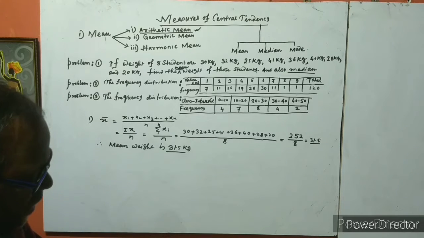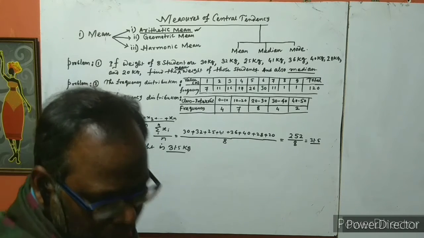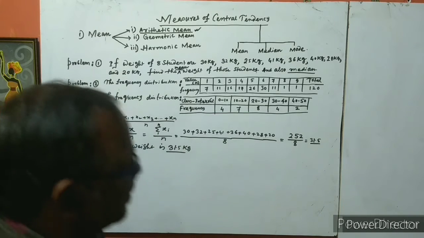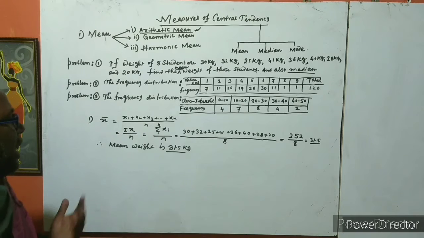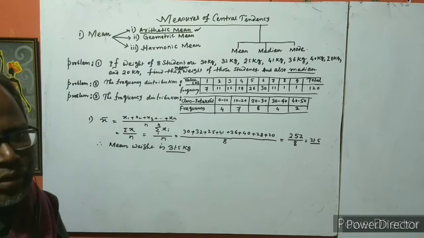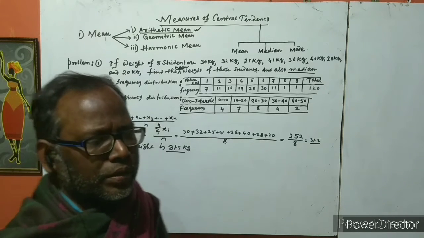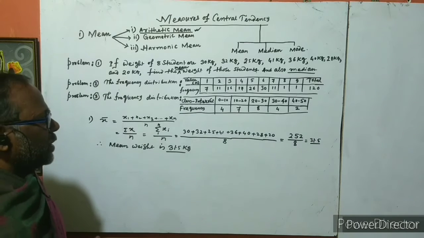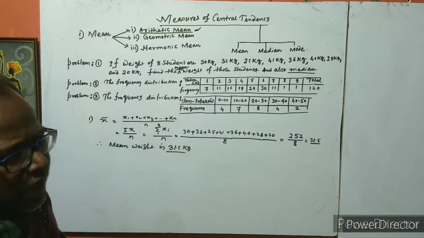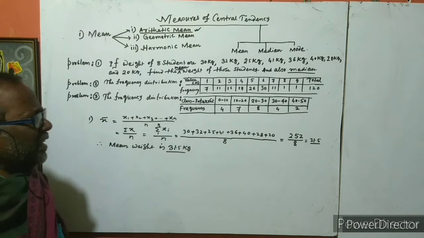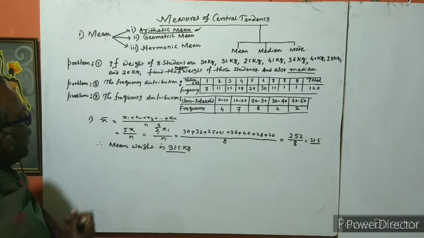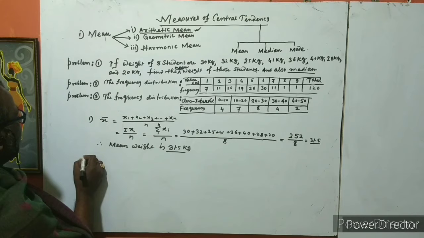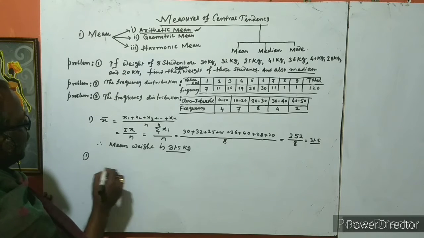Now I want to introduce another method to calculate this simple series. That method is called the shortcut method. Why do we call it shortcut? Because the data are reduced to a simplified form. Let us assume this is another method actually.